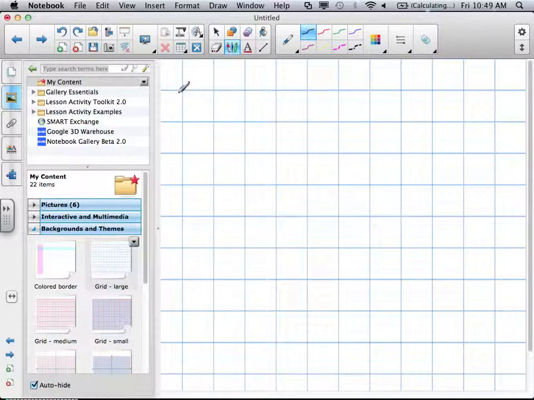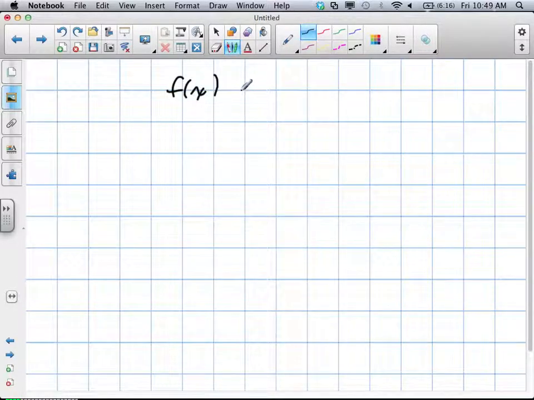Okay, the very first example, it says determine the slope of the tangent to the graph of the parabola f of x is equal to x squared at point P. Okay, and P is at 3. And they've even given us our y. They didn't have to. They could have just said point 3, but they've given us our y value.